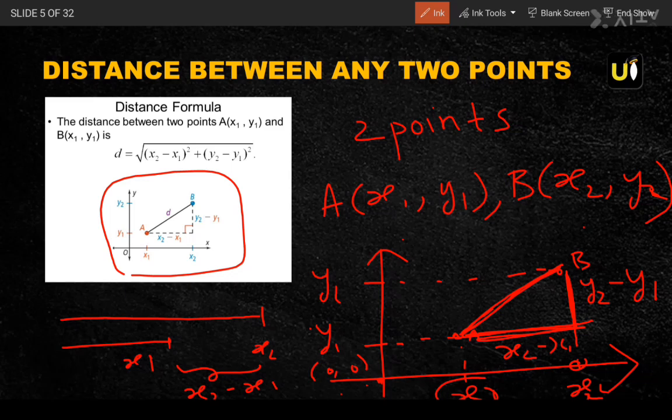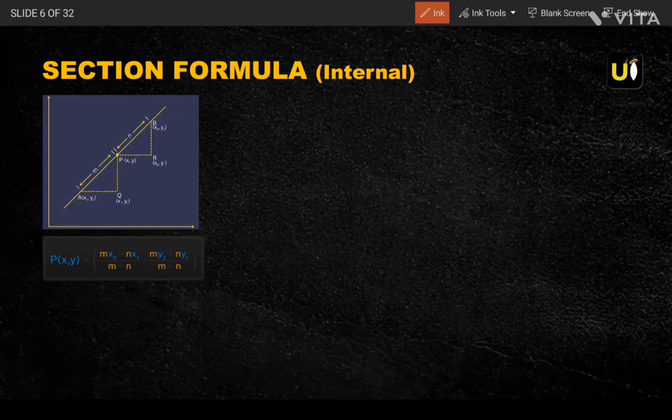Now, this forms a right angle triangle, so we have to find the length of the hypotenuse. We are given the 2 perpendicular sides. So from Pythagoras theorem, d is equal to root over x2 minus x1 whole square plus y2 minus y1 whole square. This is the formula for distance between 2 points in a 2D plane when the coordinates of the points are given. Now let's discuss section formula.